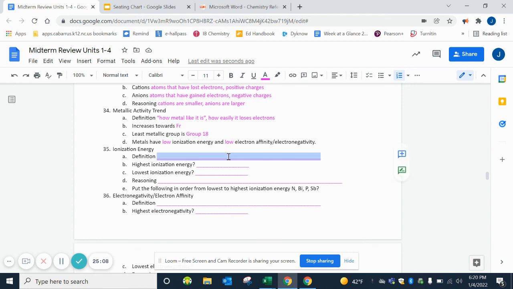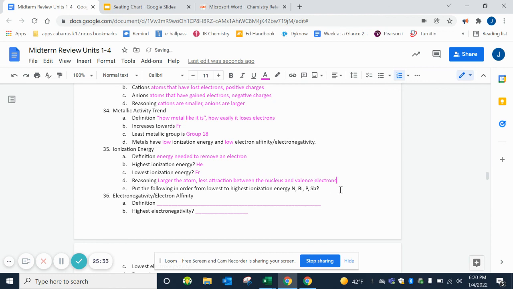Ionization energy is the energy needed to remove an electron. Highest ionization energy would be helium. Lowest ionization energy is francium, and that's because the larger the atom, there's less attraction between the nucleus and the valence electrons. So putting these in order from the lowest to the highest ionization energy, we would say Bi, Sb, P, and then finally N.